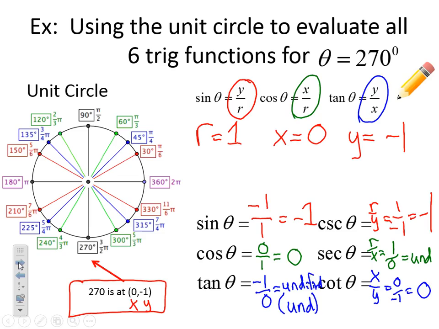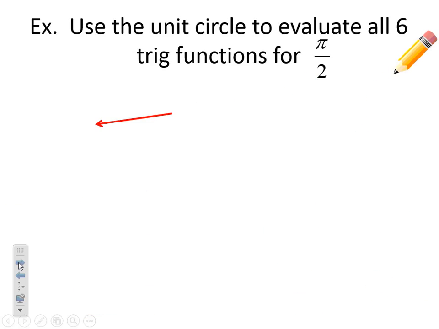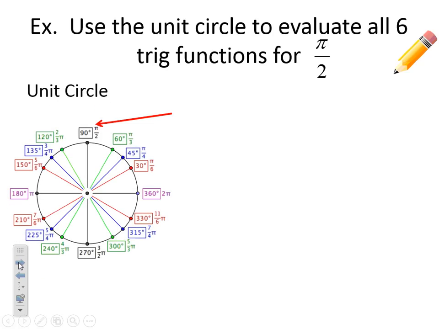Now that we're all done with that, we're going to move on to our last example of the day, ladies and gentlemen. We are going to use the unit circle to evaluate all 6 trig functions of pi over 2. Now here comes a really important part. Why we need to make sure we have all of our radians written down, because pi over 2 is the same as 90. So we're going to be working with 90 degrees here.